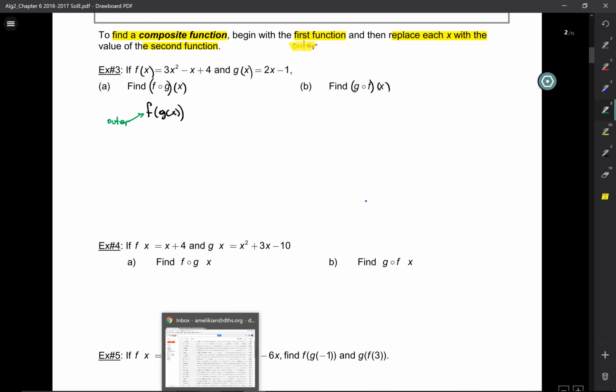Okay? Now, here's how I do this. Once I've identified that f is the outer function, I copy down f of x, just like this.